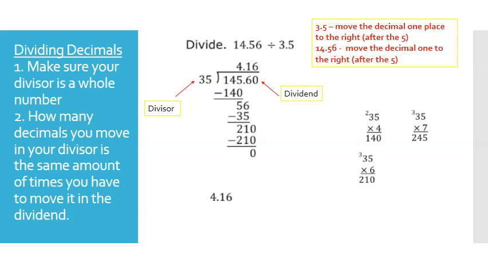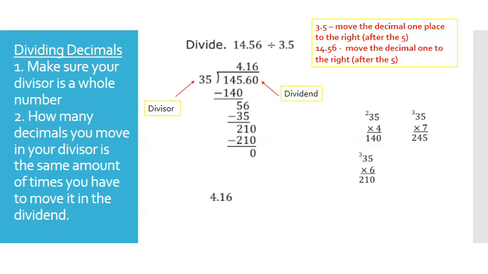So when we set up our division problem, 14.56 is going inside the division symbol as a dividend, and 3.5 is going outside of the division symbol as the divisor. So before we actually do the dividing, there is a step that we have to think about first. And that is 3.5 is a decimal. We cannot divide when our divisor is in a decimal format.